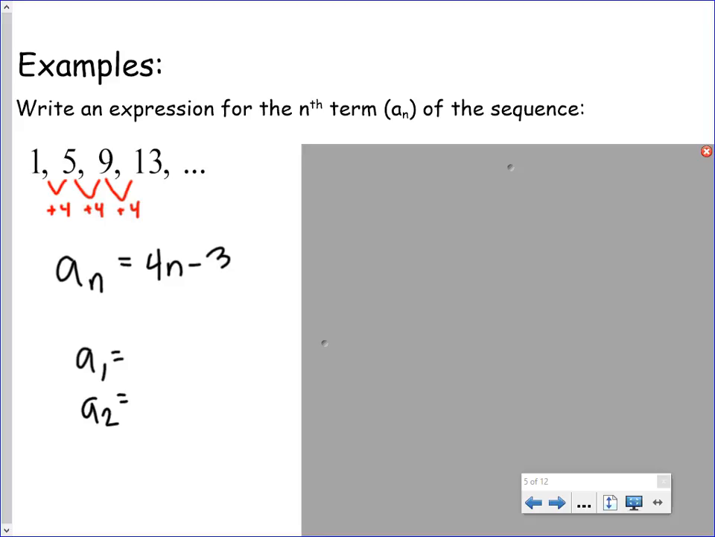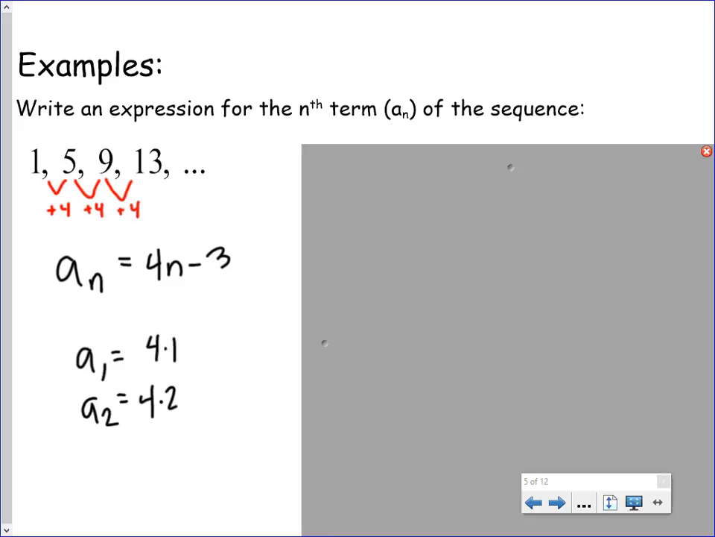And 4 times n is really just repeated addition. When you do 4 times 1, you're only adding 4 once, right? When you do 4 times 2, you're adding 4 twice. If you do 4 times 3, that's 12, you're adding 4 three times. So use that repeated addition, okay? And if you just started with 4n, because you notice the 4 in the difference there, you will get 4 times 1 is 4. 4 times 2 is 8.